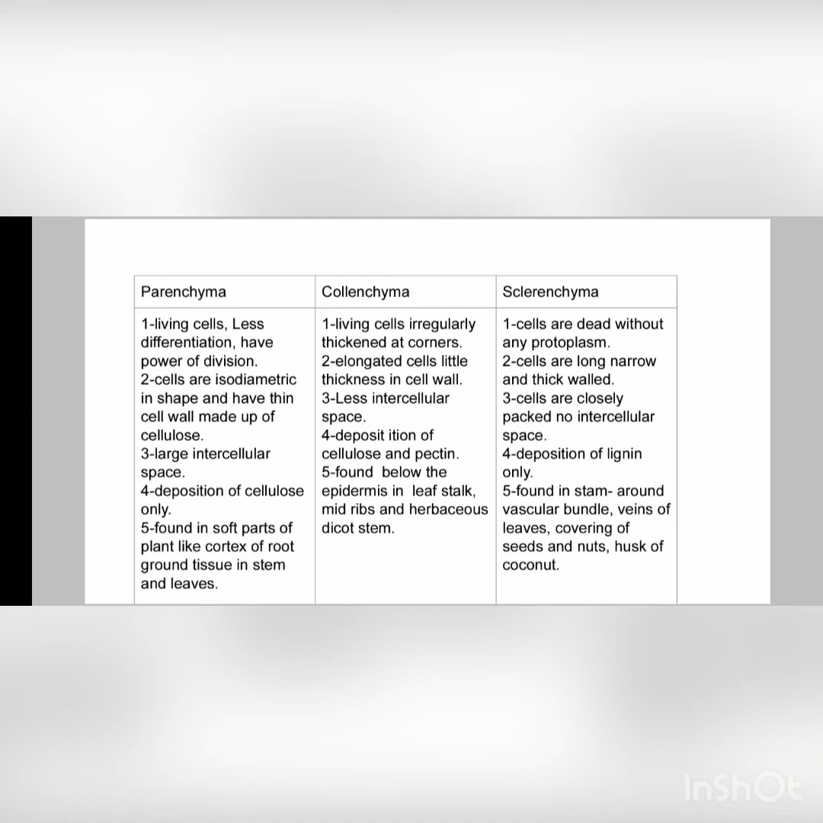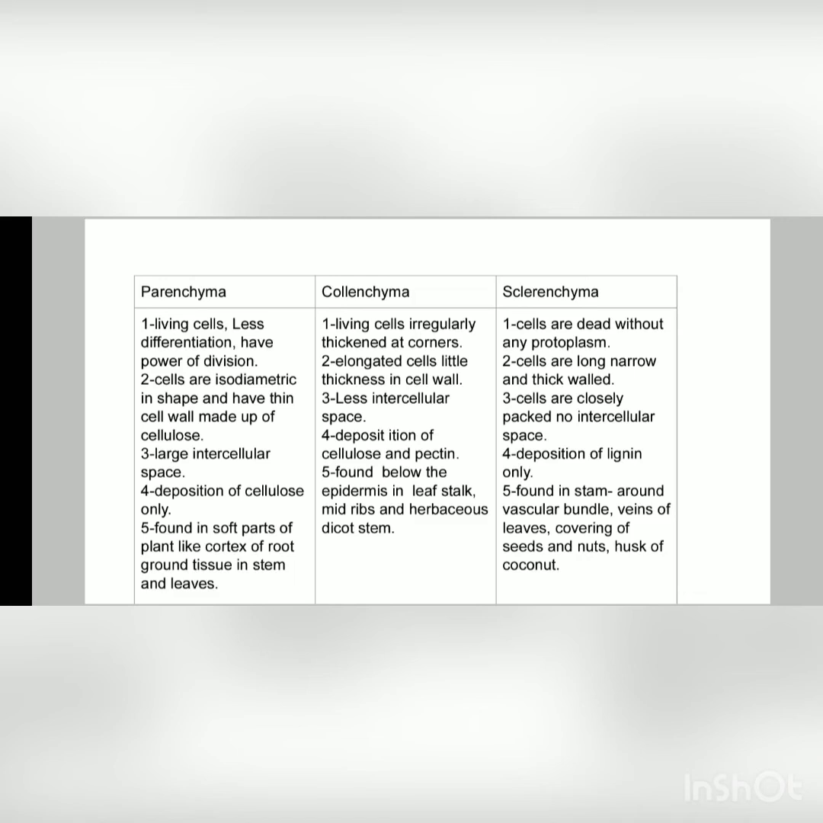The next, second difference is the cells of parenchyma are isodiametric in shape and have thin cell wall which is made up of cellulose. And in collenchyma, cells are elongated and they have little thickness in the cell wall. And in sclerenchyma, cells are long, narrow and have thick cell walls, and only cell walls are there. Cytoplasm and nucleus is absent, so that cell wall becomes thicker.